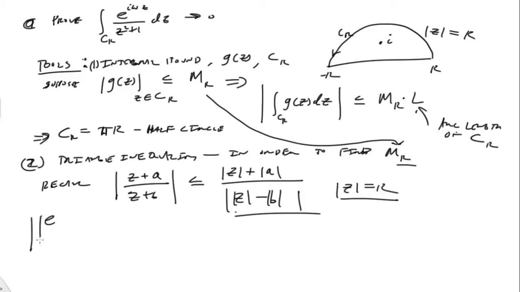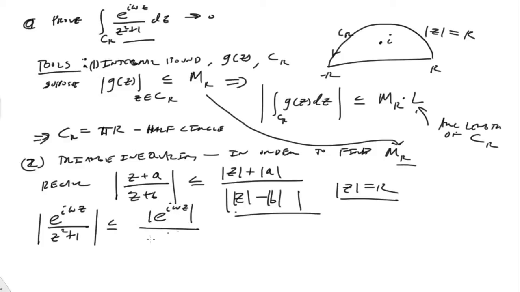So let's find this bound. We look at the integrand: e to the i omega z all over z squared plus 1. I'm just going to leave that numerator alone for right now, and I'm going to look at the denominator, where we can use the difference bound of the triangle inequality.